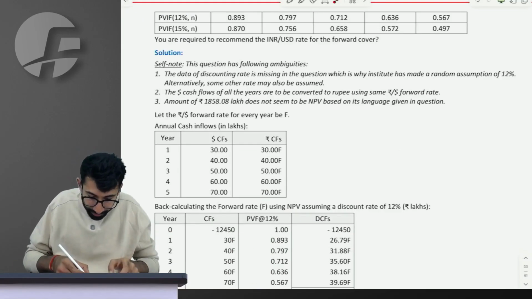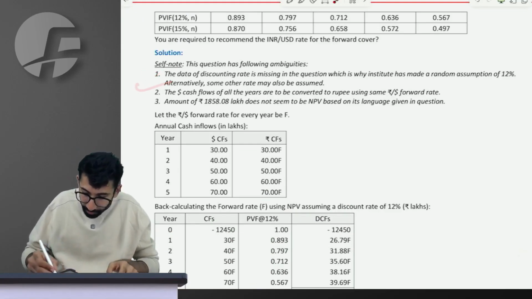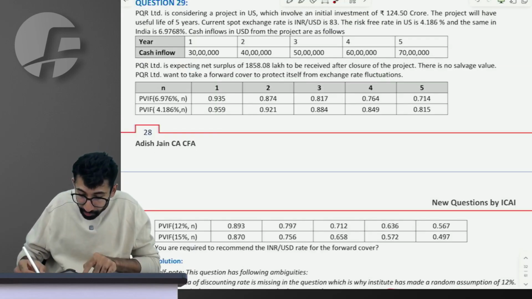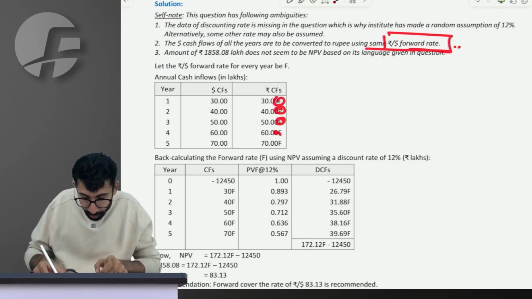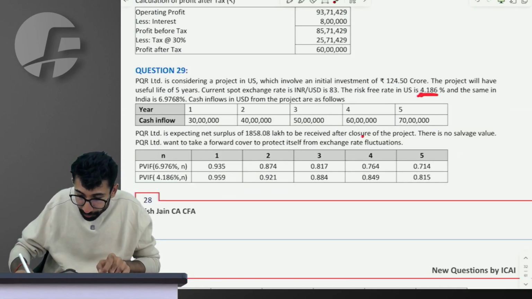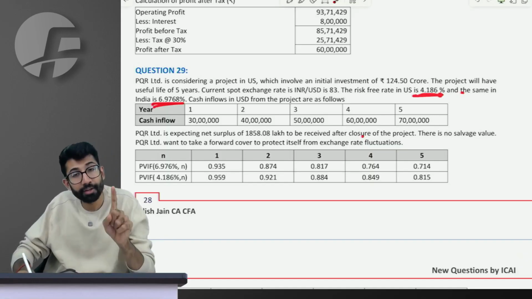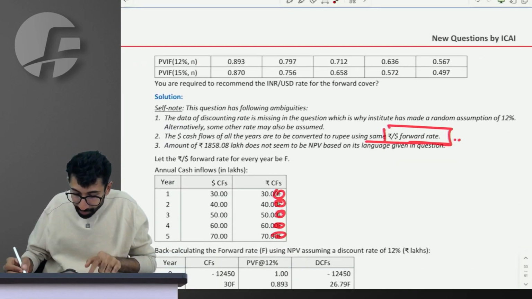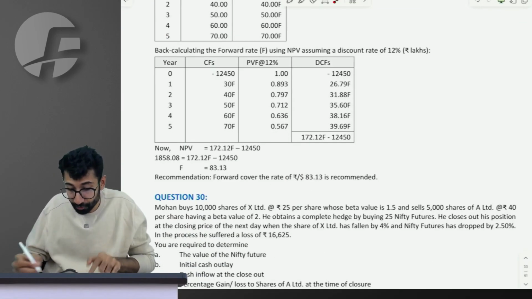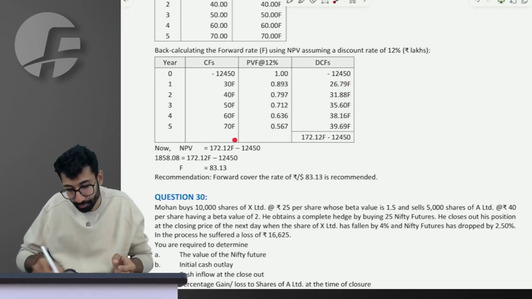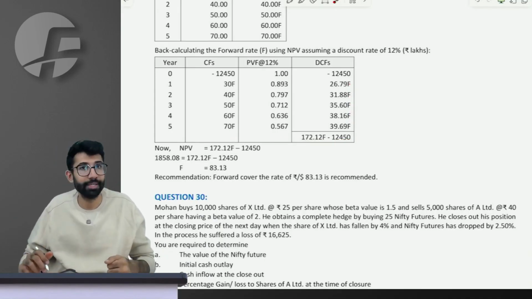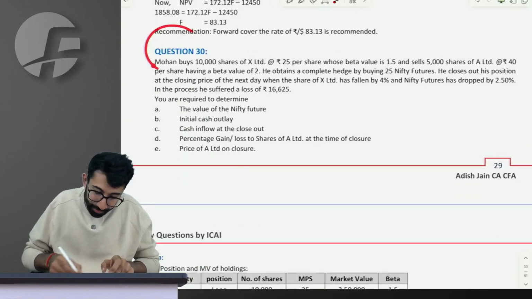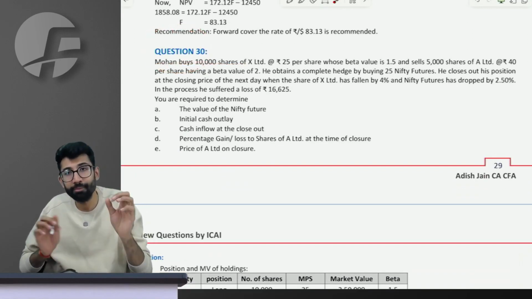First ambiguity, rate is not given. Second ambiguity, sir, the same forward rate is assumed every year, which means despite the rates of interest being different every year, the forward rate as per RPT will be different, but the same has been assumed every year, which is good for us as the question became really easy, but it is practically an ambiguity. Question 29 gets done. 30th question, again with a minute ambiguity, but is really a good question.